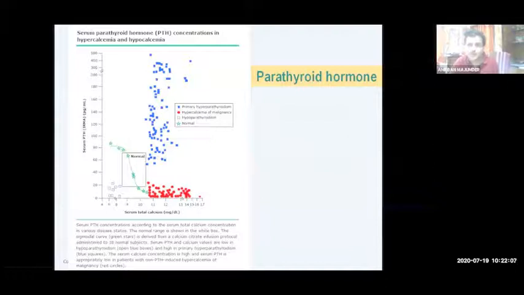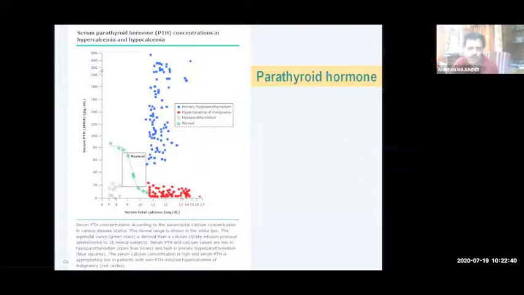Now coming to the parathyroid hormone a little bit, you can see that the parathyroid hormone is basically secreted under the influence of calcium. If the calcium level is low, look at the green part, the parathyroid hormone level is high. If the calcium level is high, the parathyroid hormone level is low. So this is the normal relationship between calcium and parathyroid hormone.